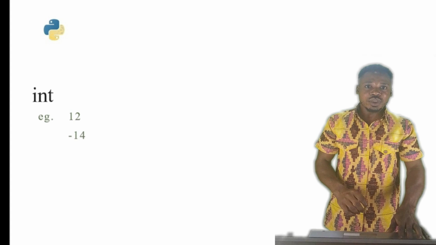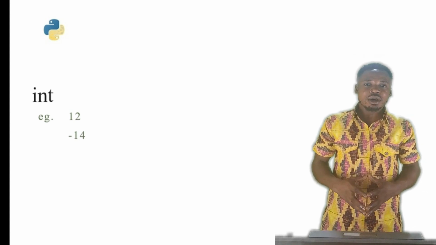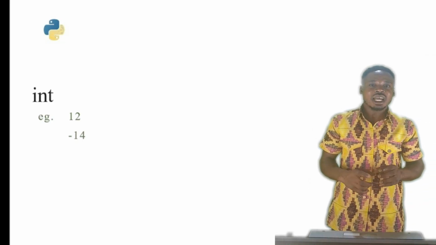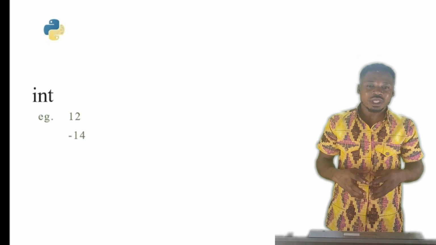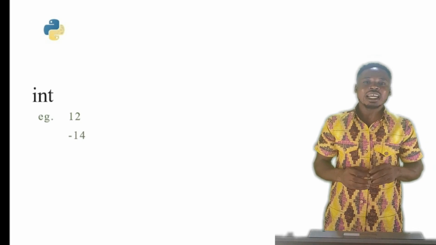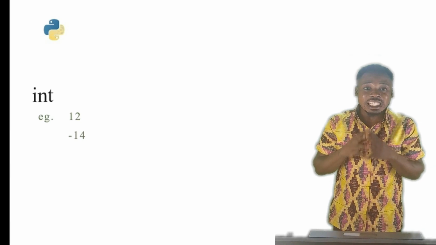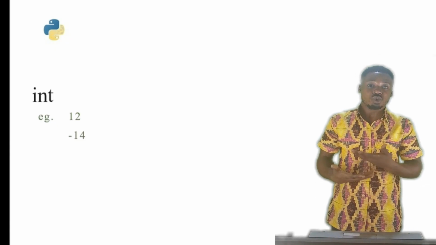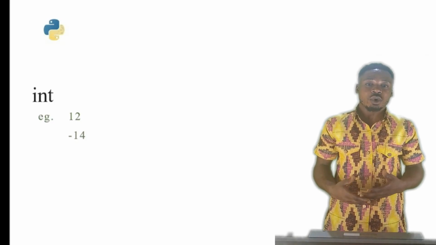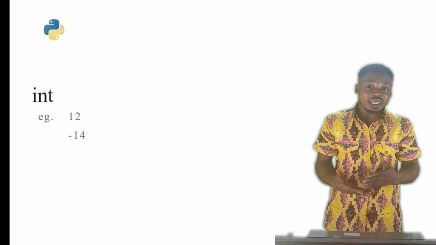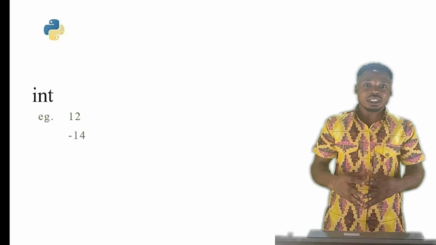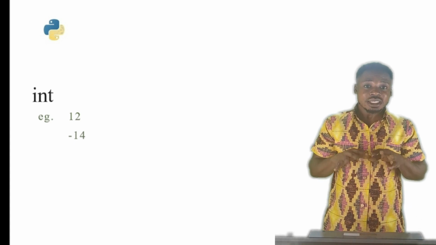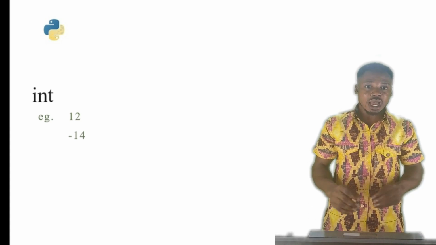Now the other data type is the integer, also shortened as int. We have seen that the float data type has to do with the numbers we write with a dot inside. Integers, on the other hand, are the numbers that we write without any dot. An example is 12. Another example is negative 14. So all the numbers that we write without using a dot are integer data types.